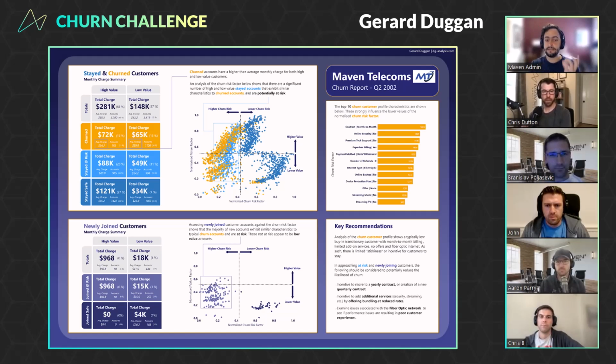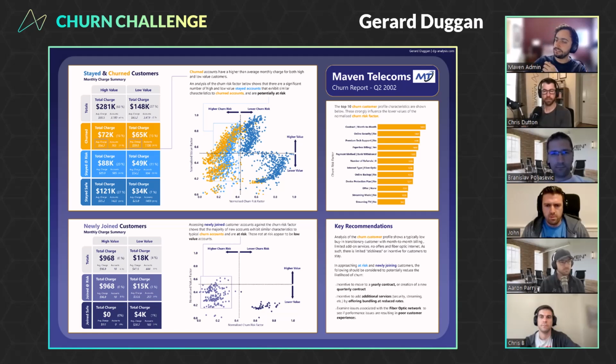So what he did with those is he plotted each customer on a scatter plot that we can see at the top here, that uses these two metrics as the axes. And he noticed that many high value customers that stayed with the company actually have very similar characteristics to the customers that churned, meaning that they are potentially at risk.